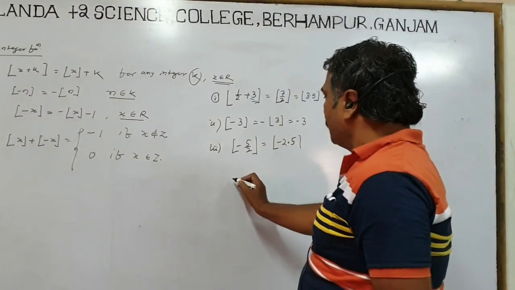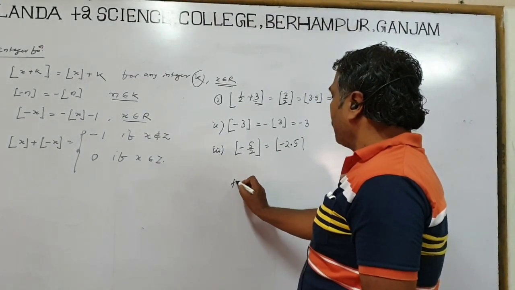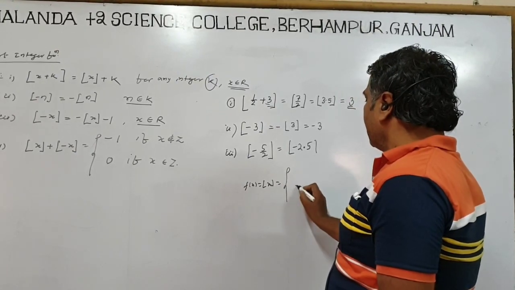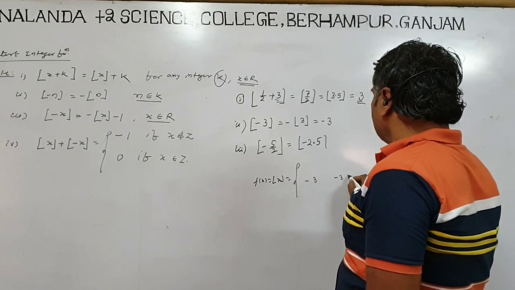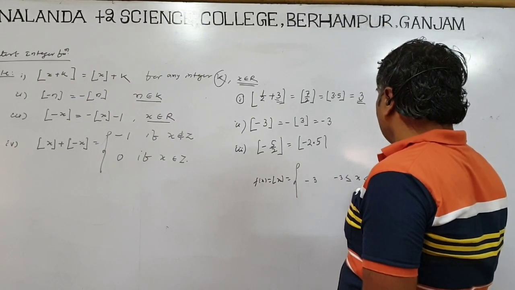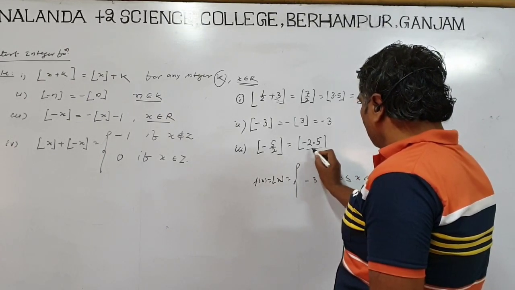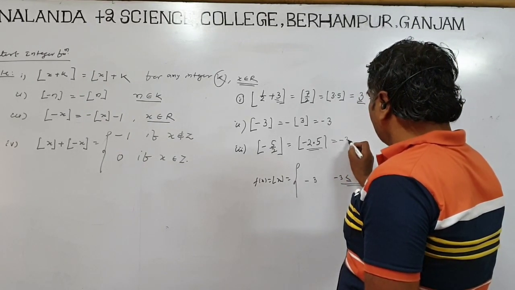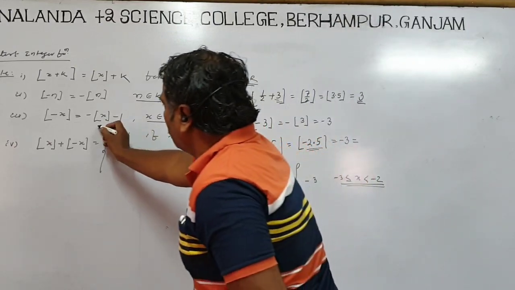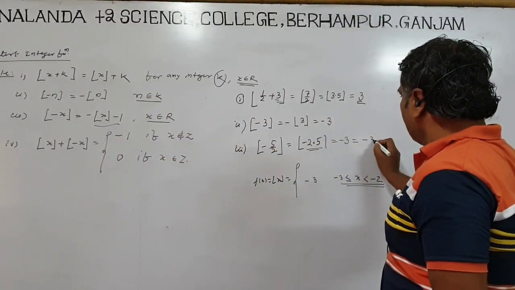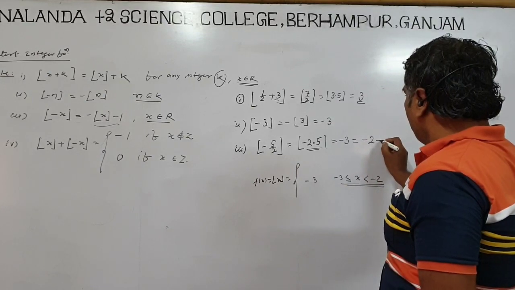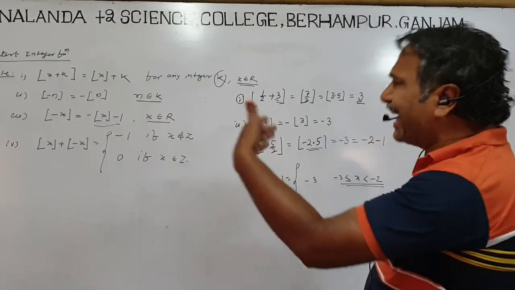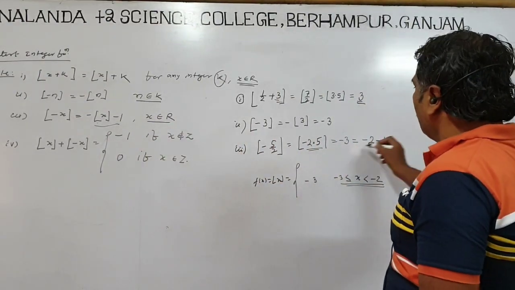Now this is a graph, f of x equals this function. Minus 3 is less than or equal to x less than minus 2. Now this value lies in this interval. Or we can write, if you convert this one, this is minus 2 and minus 1. Or we can directly write minus 2 minus 1 equals minus 3.